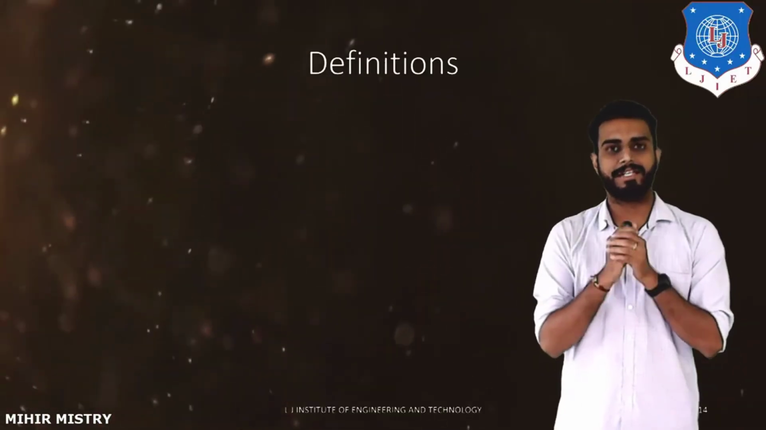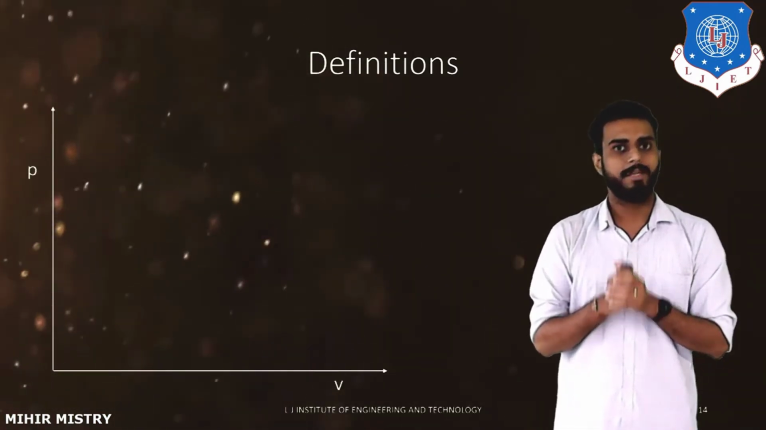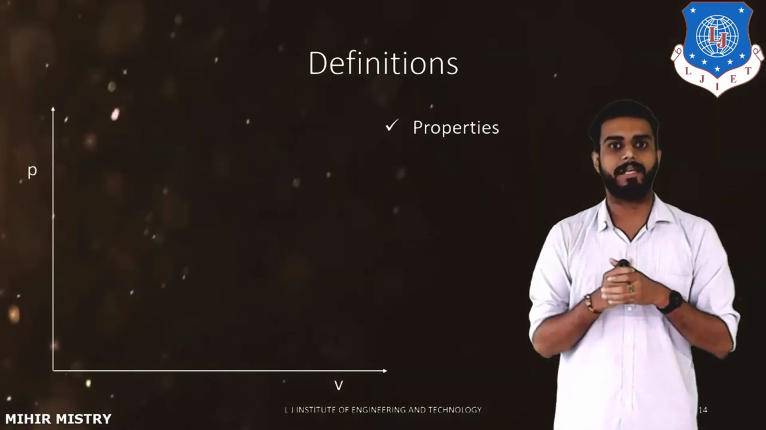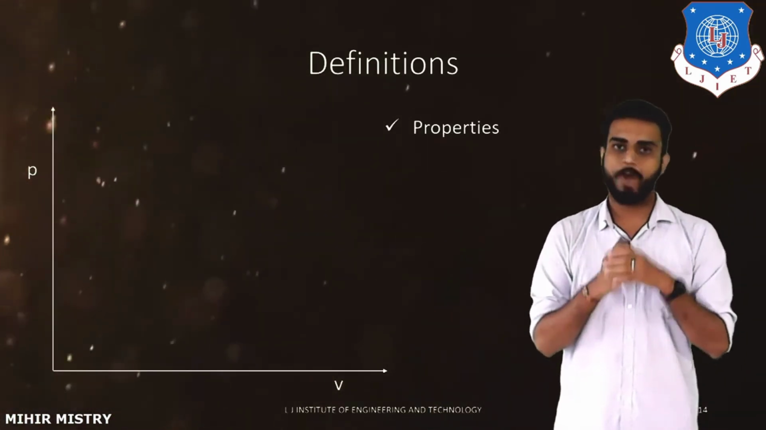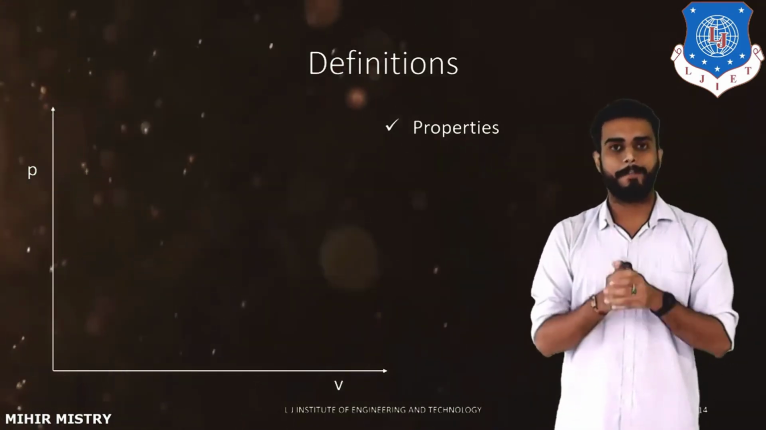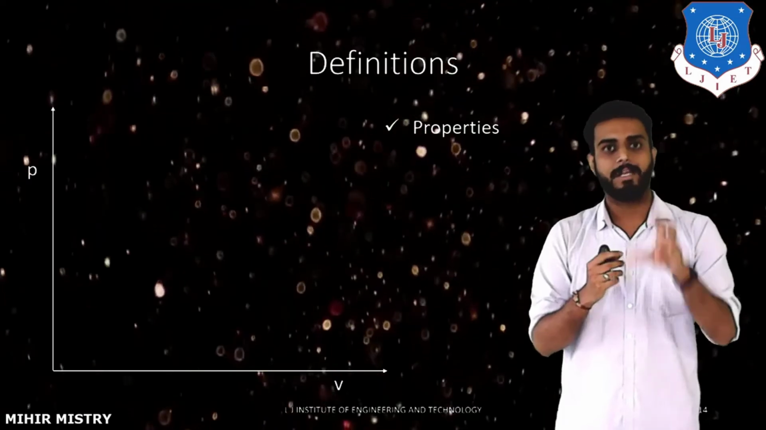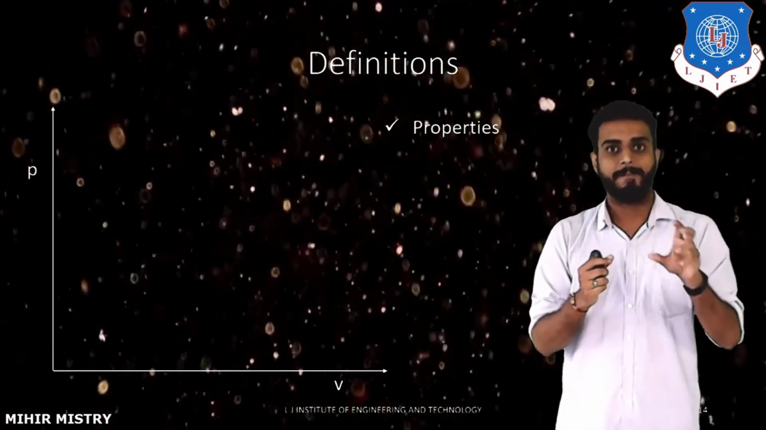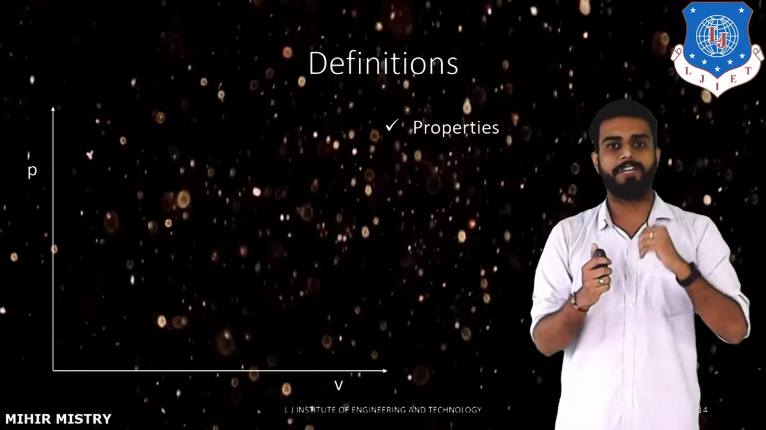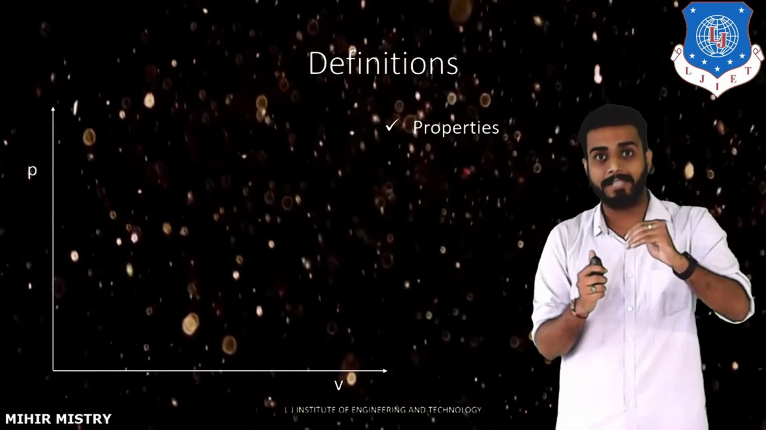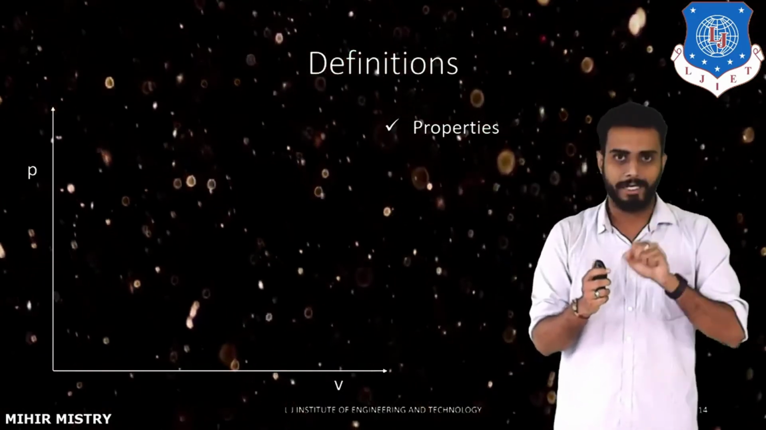Now, let us understand certain definitions. So, for understanding the definition, I have plotted a PV diagram. So, I have taken pressure on the y-axis and volume on the x-axis. The very first definition is properties. So, what is the meaning of properties? In order to describe any physical condition of a substance, you will require certain characteristics. So, those characteristics are known as properties. For example, if you want to define the hotness or coldness of a substance, then you will require temperature. So that temperature is nothing but the property.